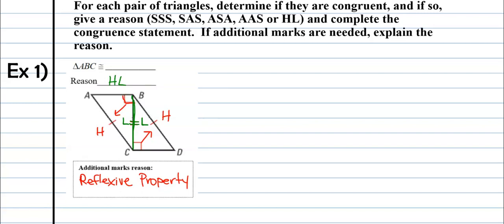Now the last thing we have to do is complete that congruency statement. So if we went ABC, we went short leg, long leg, hypotenuse. We need to do the same thing for the second triangle. We need to go short leg, long leg, hypotenuse. So DCB, triangle DCB. Okay, you can't just randomly write down 3 letters. CDB, that wouldn't be correct. Make sure that you are going in the same order.